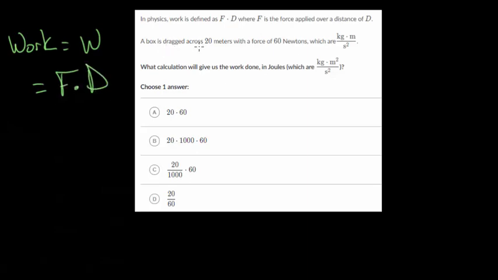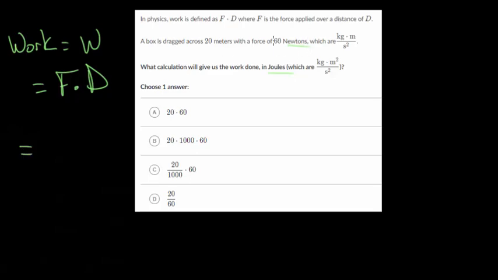A box is dragged across 20 meters with a force of 60 newtons. And you can see the units here, kilograms meters per second squared. That's for newtons. And which calculation will give us the work done in joules? Joules is just the unit for work. When you do work, you expend energy, and energy is measured in joules. A joule is a pretty small amount of energy, but it is our base unit for energy. To figure out the total work done, I can just use this formula. It's just force times distance, and if I multiply the force by the distance, that will give me the work. That will give me the joules of energy that were used to push this box or to drag it.